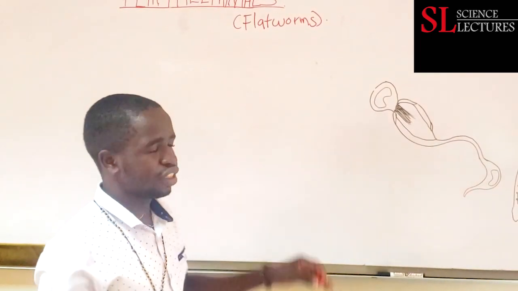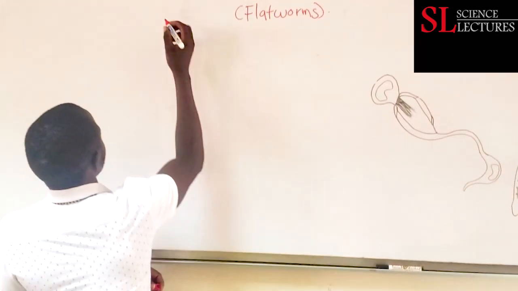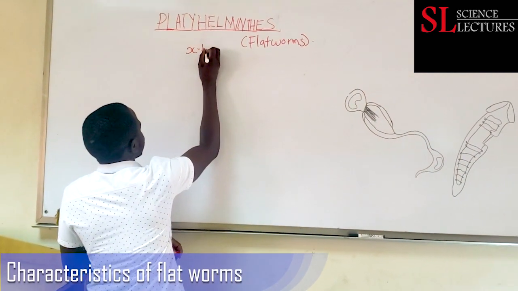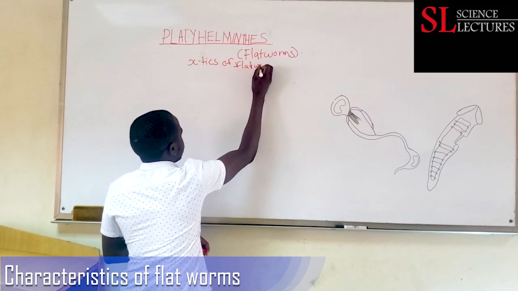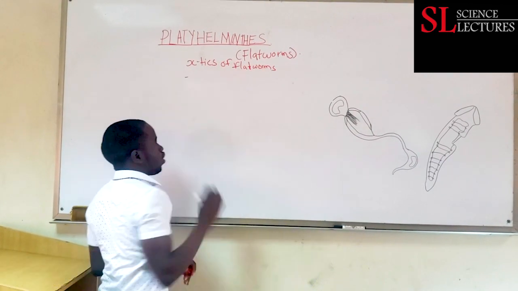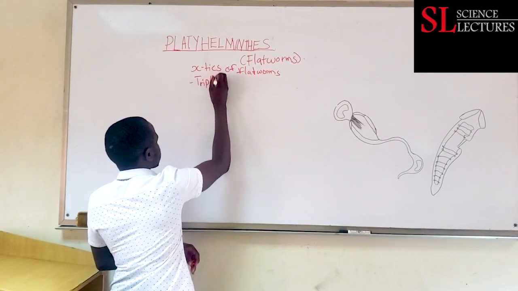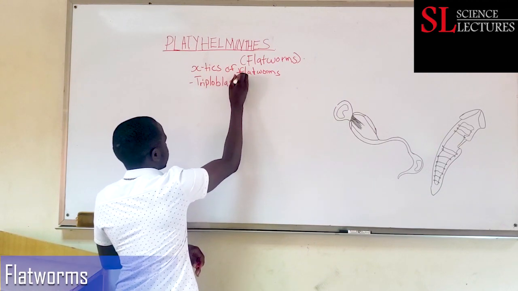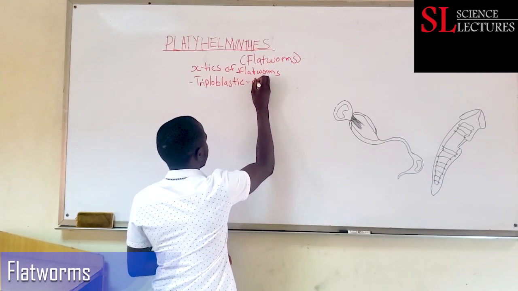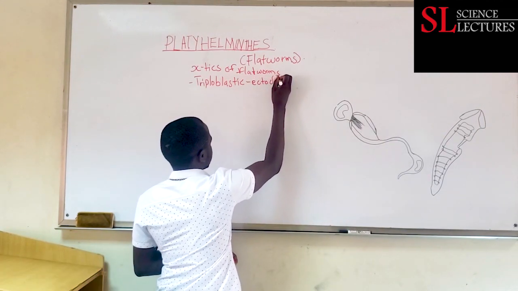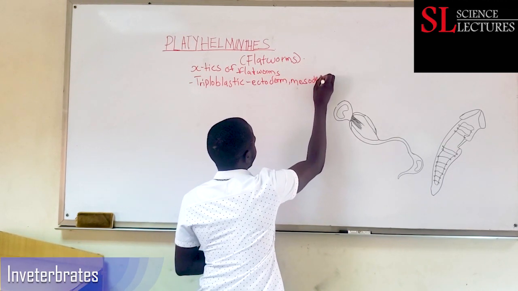So after having seen that, I didn't want us to encounter those terms without knowing their meaning. I want us to look at the general characteristics of flatworms. Number one, they are triploblastic. That is possession of three germ layers. That is the ectoderm, the mesoderm, and the endoderm.